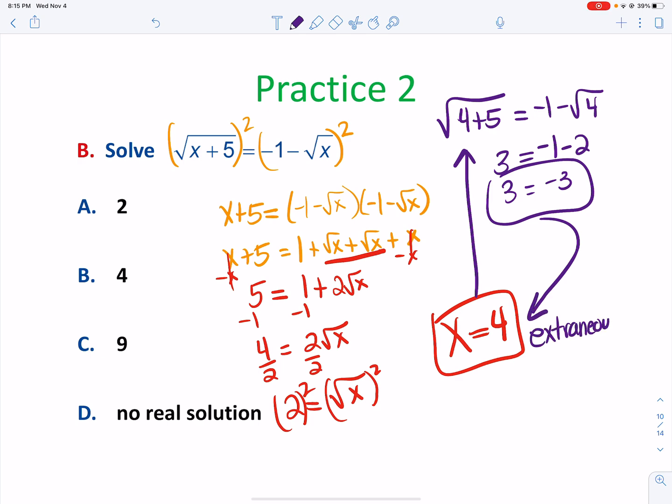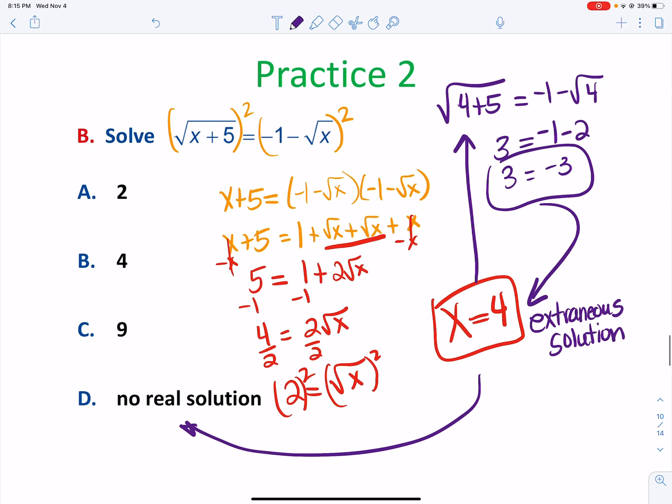Okay, so on the test, I'm going to say, state your extraneous solution. So this has no real solution, and my extraneous is 4. Now, because I've done these two examples and they don't work, kids just assume they always don't work. We're going to do some that work.